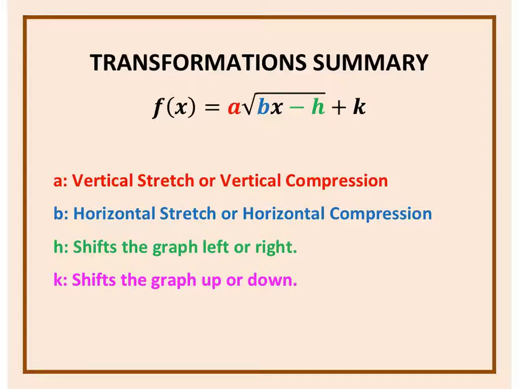B causes a horizontal stretch or horizontal compression, and we always take the reciprocal of it. And B has to be underneath your radical in front of your x. H has to be under your radical. Now, because you see a minus sign there, we're always going to change the sign of what we see. And so it's going to shift the graph left and right. K cannot be under your radical. So K will be after your radical, and K is going to shift the graph up and down.